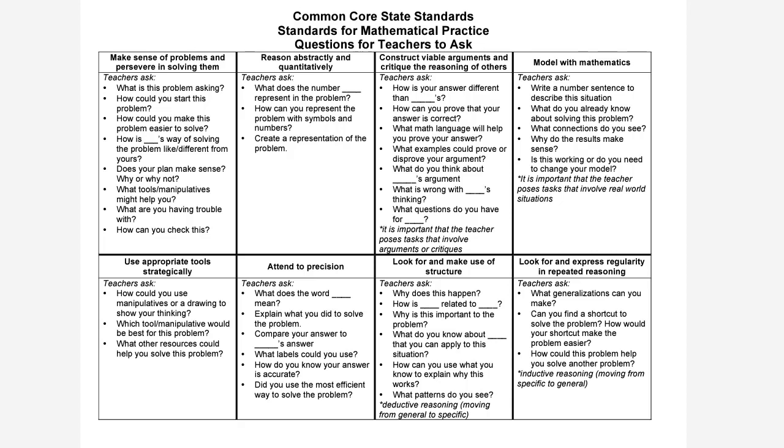concept? Or multiple concepts? Why do the results that you found to solve this problem make sense? Is this working, or do you need to change your model because the original one isn't producing an answer that makes sense?